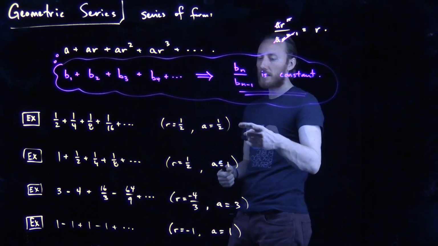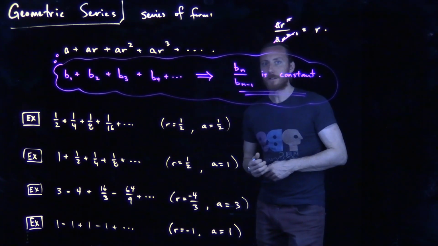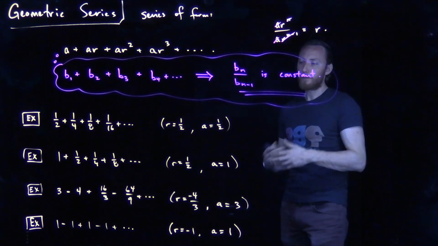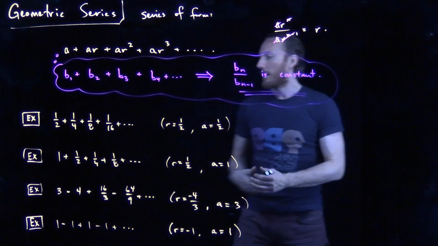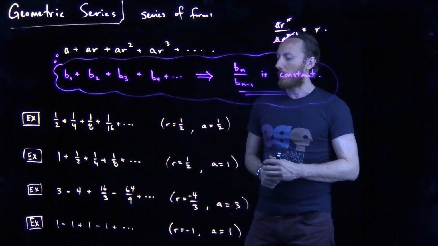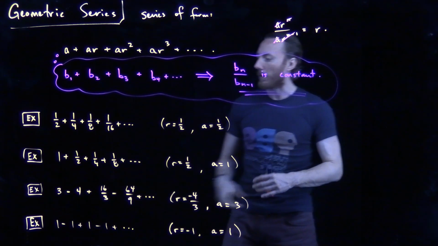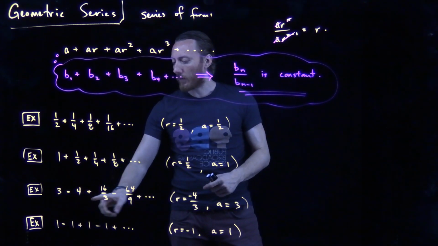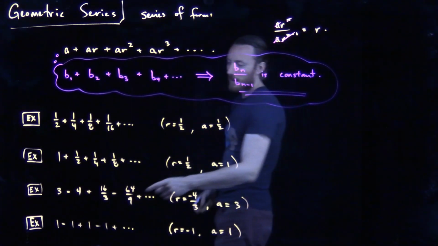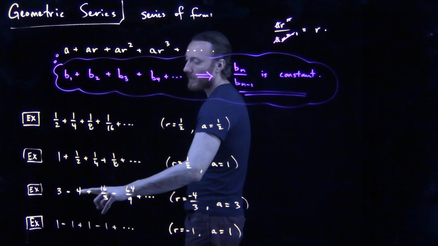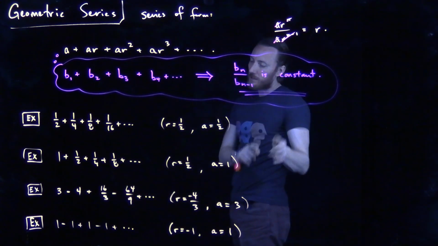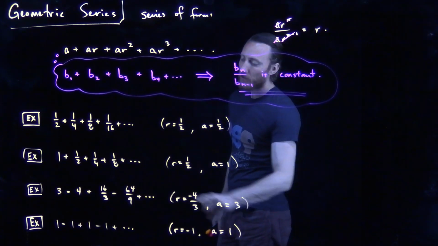So these are 2 different geometric series. Despite the fact they have the same common ratio, they have a different starting term, which means they're different series as a result. You can see it plainly here, but it's also visible from the establishment of the a and the r. Here's series 3: 3 minus 4 plus 16 thirds minus 64 ninths and so on. Well, for this series, you can get from one term to the next by multiplying by -4 thirds, and the first term in this series is 3.